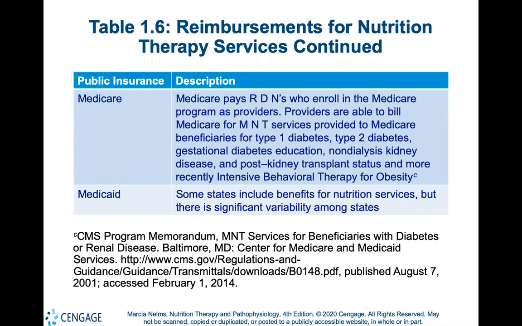So let's talk about public insurance for reimbursement. Medicare pays RDNs who enroll in the Medicare program as providers. Providers are able to bill Medicare for MNT services provided to Medicare beneficiaries for type 1 diabetes, type 2 diabetes, gestational diabetes education, non-dialysis kidney disease, and post-kidney transplant status, and more recently, intensive behavior therapy for obesity. Medicaid: some states include benefits for nutritional services, but there is significant variability among states. Every state will be different when it comes to your Medicaid population.